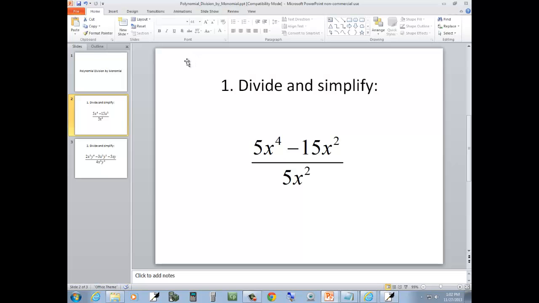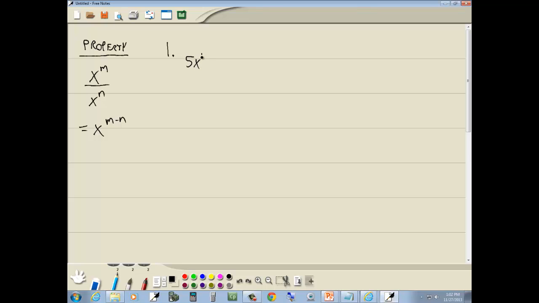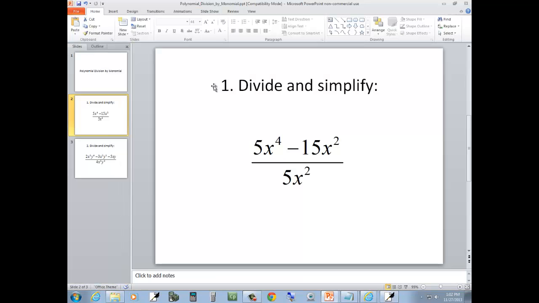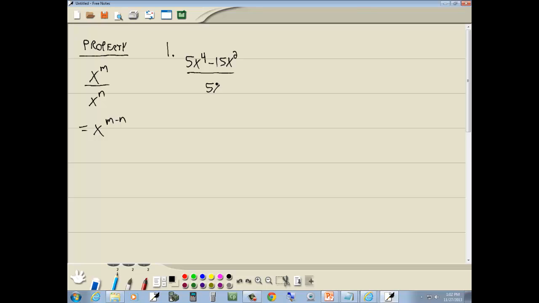Okay, so we have 5x to the fourth minus 15x squared, divided by 5x squared. Well, to begin with, whenever you have a monomial in the denominator, a single term, then you want to split it up into separate fractions. So I'll put 5x to the fourth over 5x squared, minus, and then I'll put the 15x squared over the 5x squared.